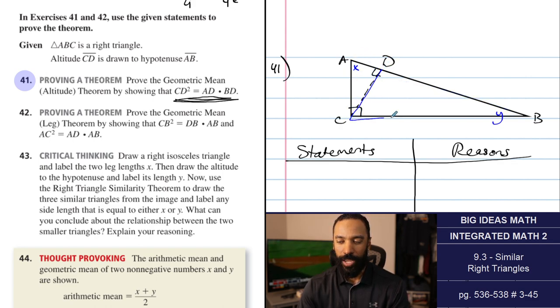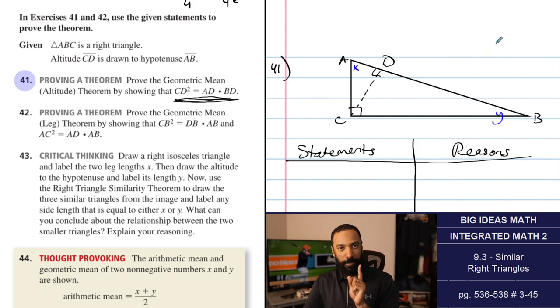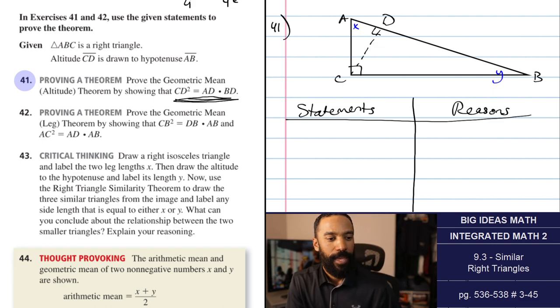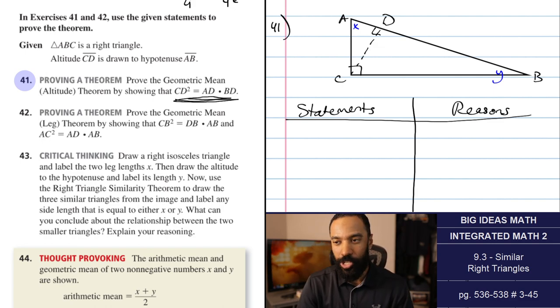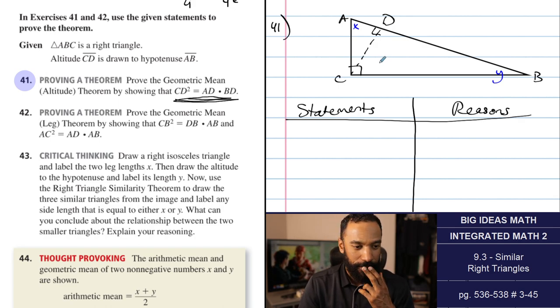Y is shared in two triangles. It's shared in the medium triangle, and it's shared in the big triangle. By reflexive property, that angle Y is congruent to itself as well. All right angles are congruent here as well. Therefore, these two triangles are similar by angle-angle. If both triangles are similar to the big triangle, then they're similar to each other, is what I have to make a conclusion on.